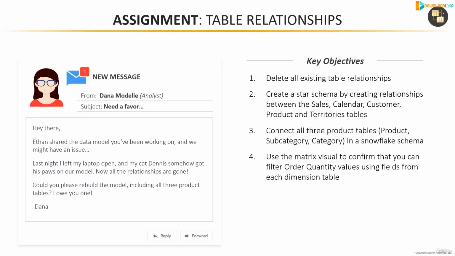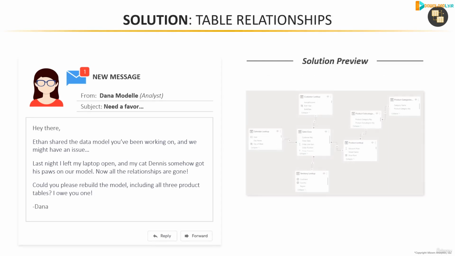All right, time for the solution walkthrough to our table relationships assignment. Just as a reminder, our objectives were to delete all existing relationships, create a star schema between the sales, calendar, customer, product, and territory tables, create a snowflake schema that connects all three of our product lookup tables, and then use a matrix visual to confirm that we can filter those order quantities using fields from each of our dimension tables.